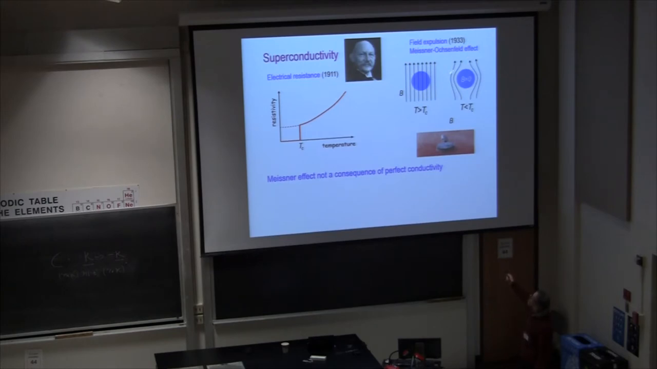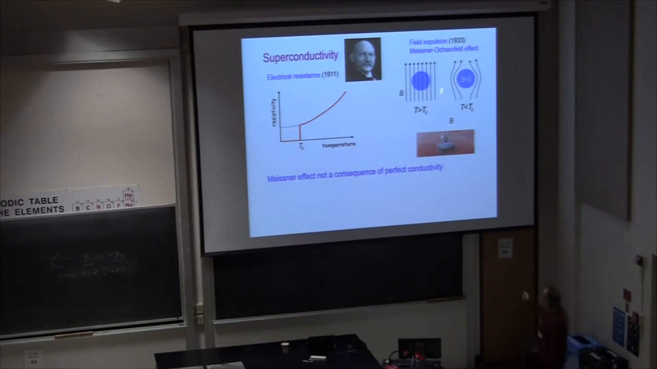And then maybe 20 years later, Meissner and Ochsenfeld saw that if you have a magnetic field and the material goes superconducting, the magnetic field is expelled from the superconductor like this. So the magnetic induction inside the superconductor is zero. You may have seen pictures of this. This is what allows a magnet to levitate on top of a superconductor.